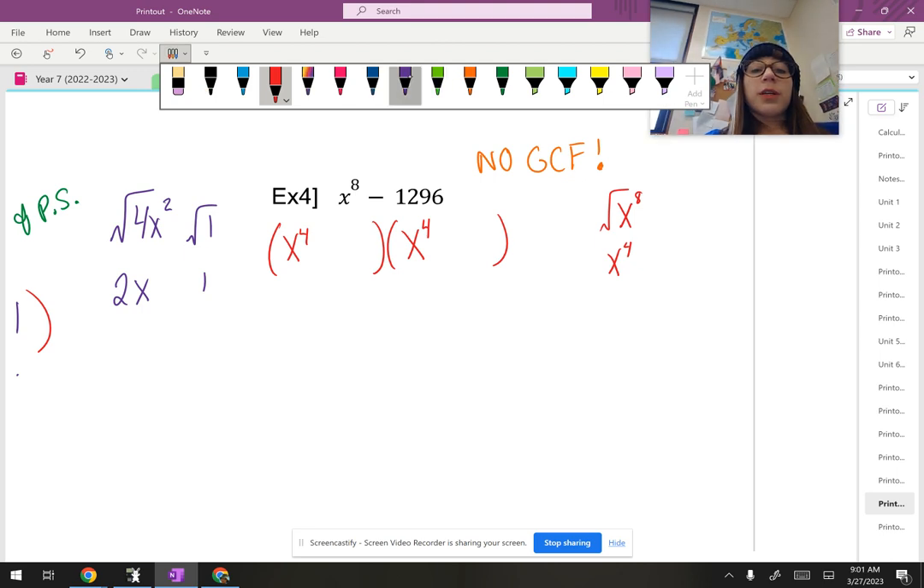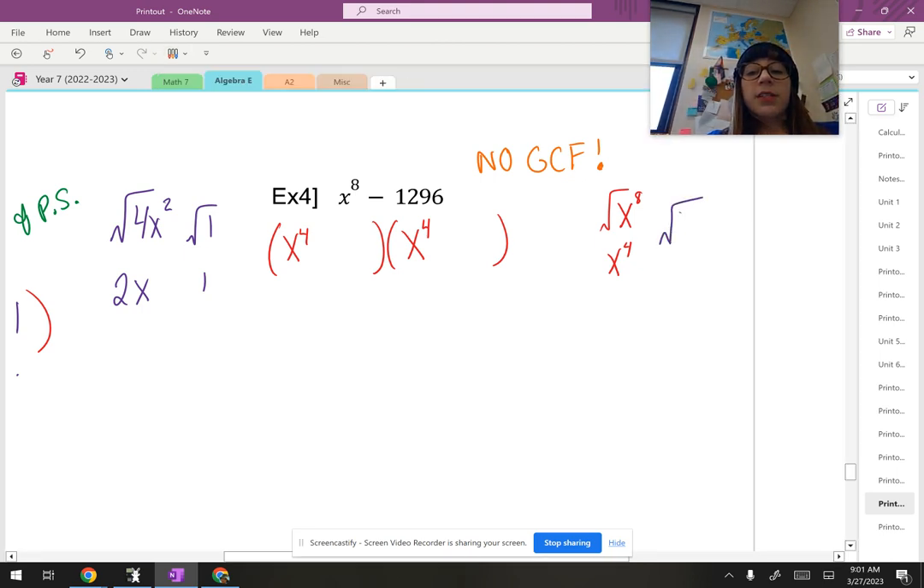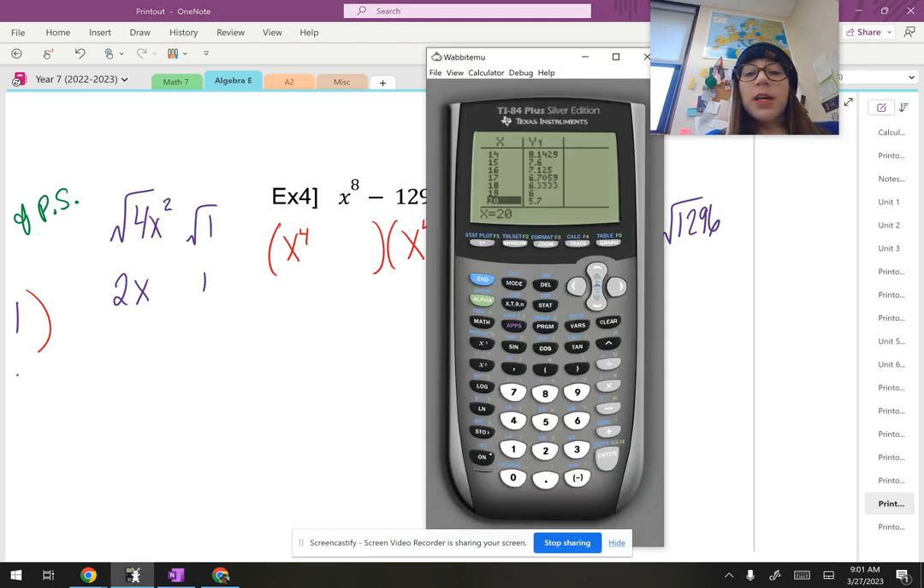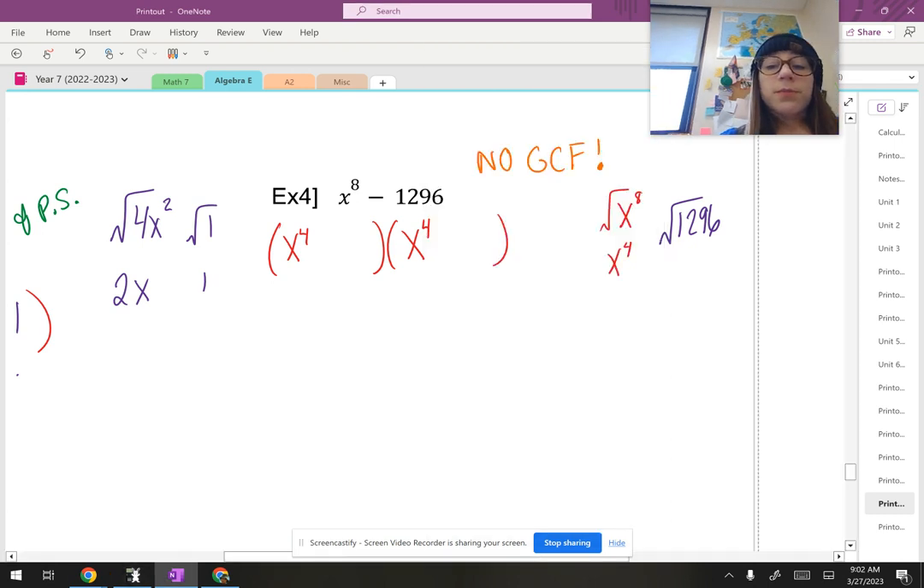And now this is where kids make their biggest mistake, is that they take this 1296 and instead of square rooting it, they divide it by 2. And they fall for that. The square root of 1296 is going to be 36. So that would be minus 36 and plus 36.